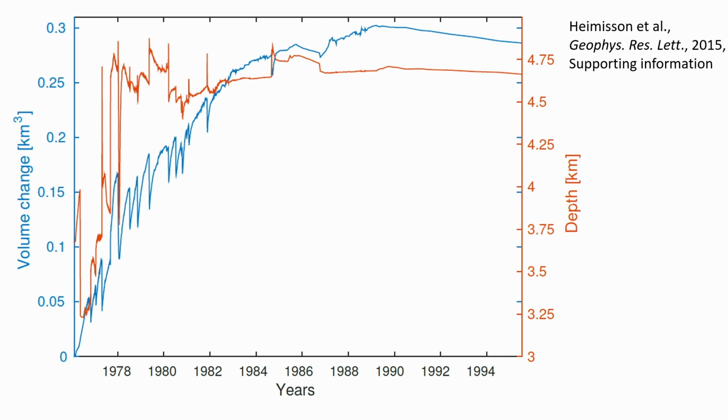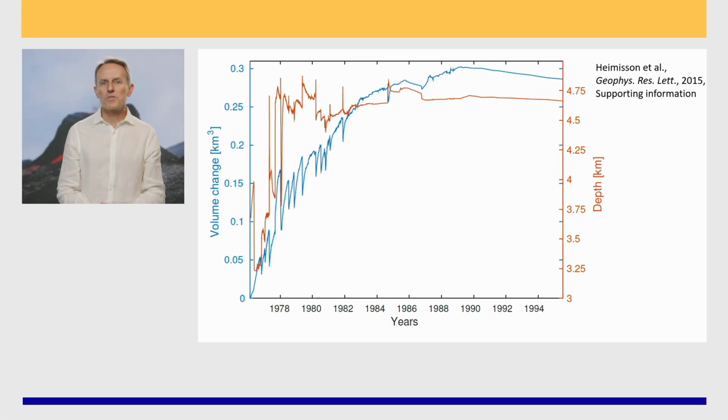The blue curve shows the inferred volume change of a Mogi source throughout the rifting episode, and in red the inferred depth range according to modeling. The volume change shown is in units of cubic kilometers. At the end of the rifting episode, this modeling suggests that the cumulative volume increase of the source had occurred despite all the deflation events, and that it was on the order of 0.3 cubic kilometers. The inferred depth of the Mogi source is somewhere in the range 3.3 to 4.6 kilometers.